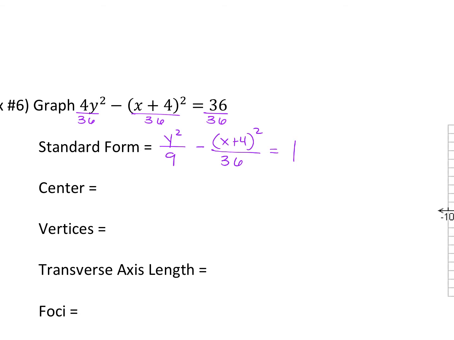What's your center then? Be careful here. That's really tempting. -4, 0. Notice what happens. With an ellipse, it was always x first. Now with a hyperbola, your y can come first. So if your y comes first, that's your k value of your center. So you have to do x, which is -4, and y, which is 0. So you got to swap them, okay? So just pay attention to which one's x, which one's y.